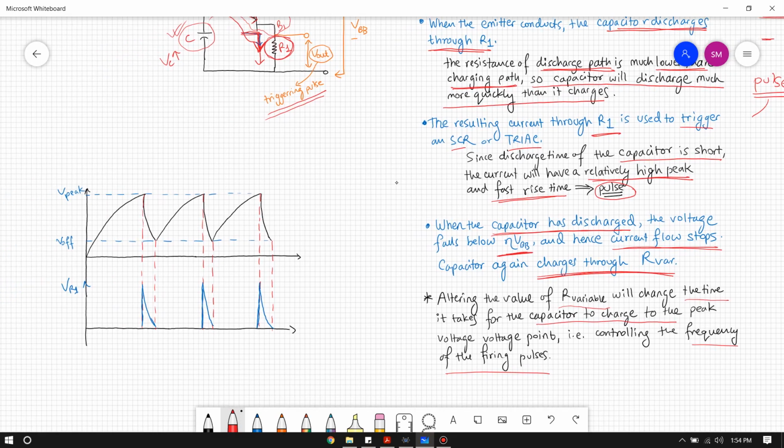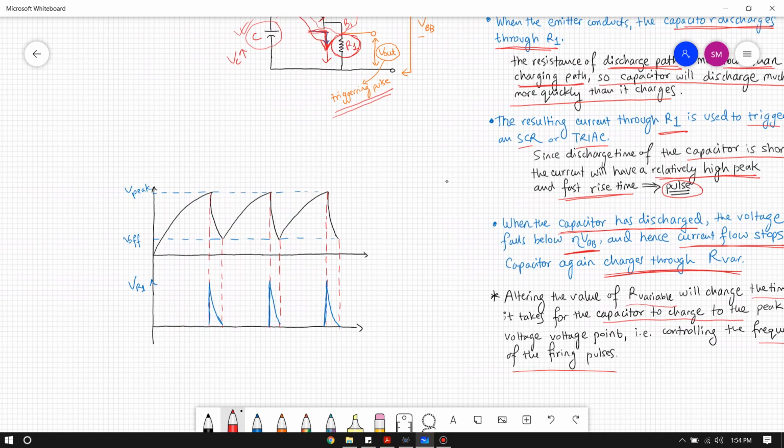So let's look at this, right? What we're saying is the capacitor starts charging through the variable resistance. Once it reaches the V peak value of the UJT, it discharges very quickly through the emitter and through the resistance R1. Okay, and then it reaches this point, eta VBB, where the current stops flowing. So the capacitor again starts charging. It charges and it gets to the V peak point again, and then again it discharges to the V off point. So this is how it goes.